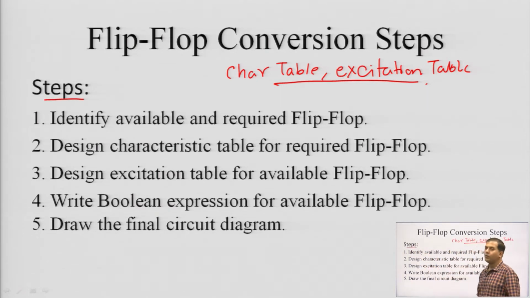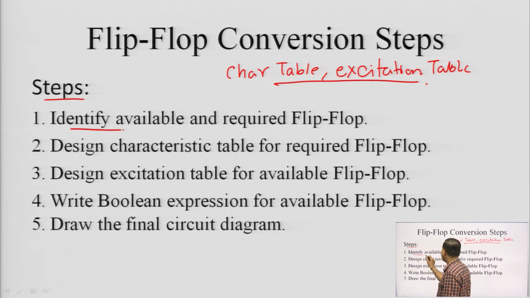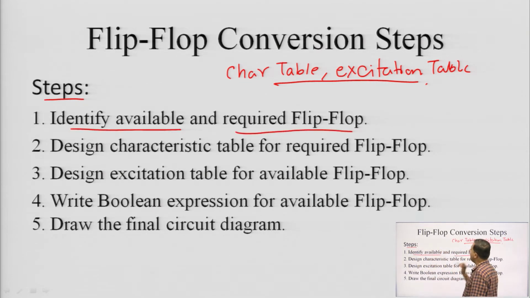Whenever we are going for a conversion from one type of flip flop to a second type of flip flop, first of all we check what is available and what is required. Suppose I want to convert from JK to SR. In this case the available flip flop is JK and the required flip flop is SR. Similarly, if we want to convert from D type flip flop to T type flip flop, now the available flip flop is D and the required flip flop is T. So, the first thing is to identify the available and required flip flop.